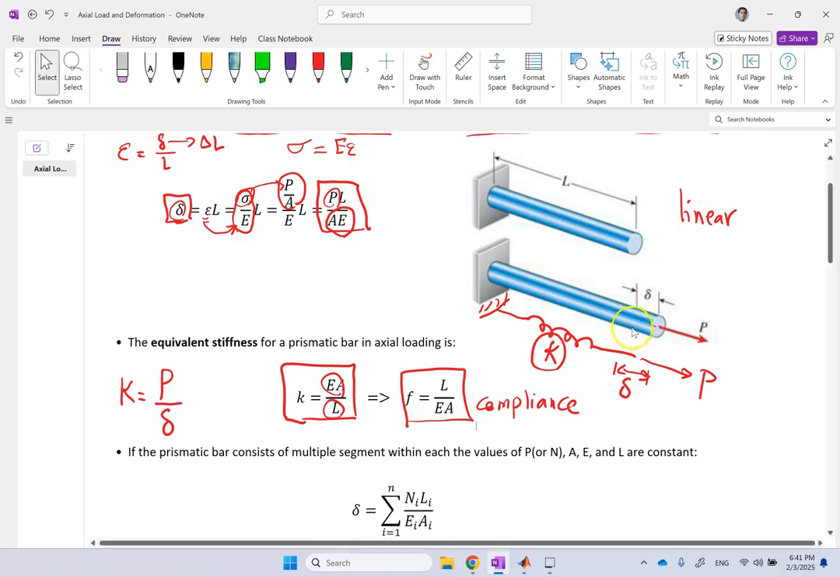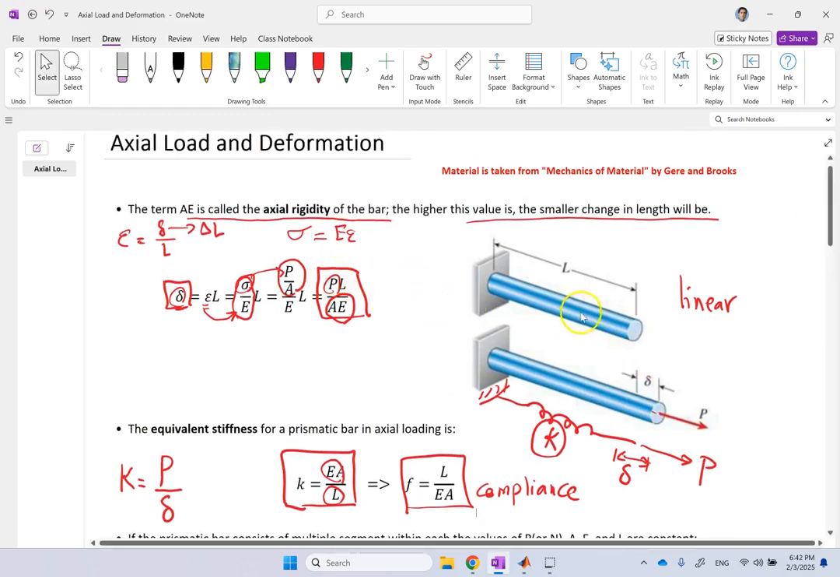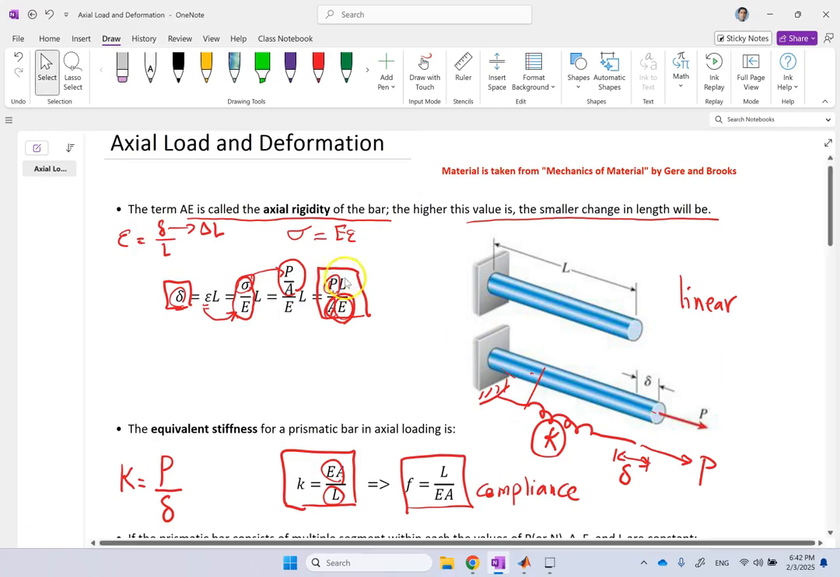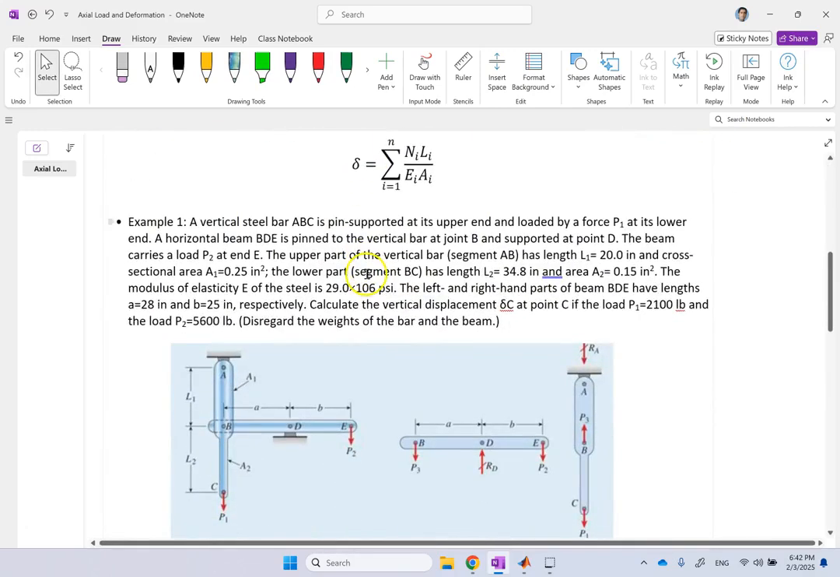Now, this is a very simple formula, PL over EA, and it assumes that everything along the bar stays constant. So P stays constant, A stays constant, and E. So it's one single material with one cross section, and the load is constant all over. But as a matter of fact, many times some of these properties can change. You might say, like what?